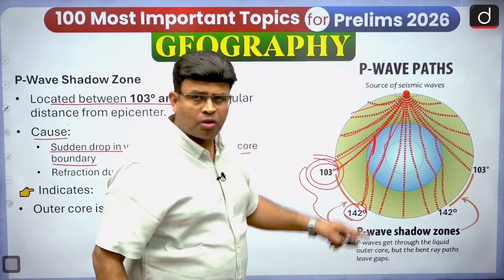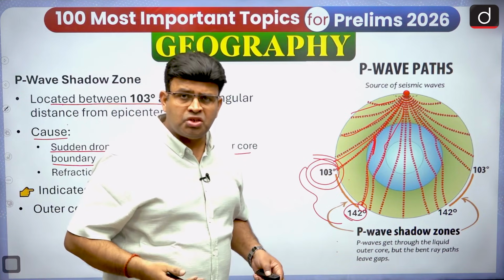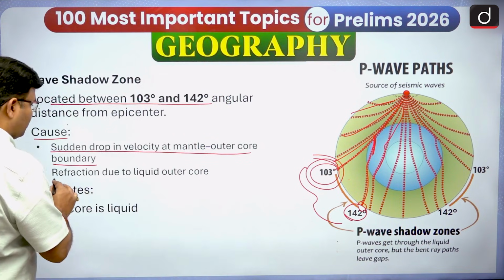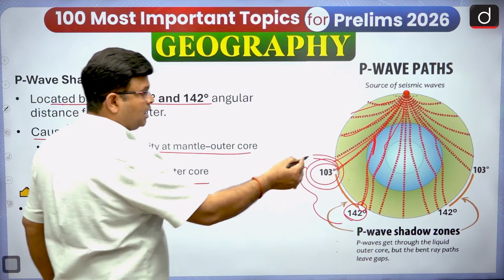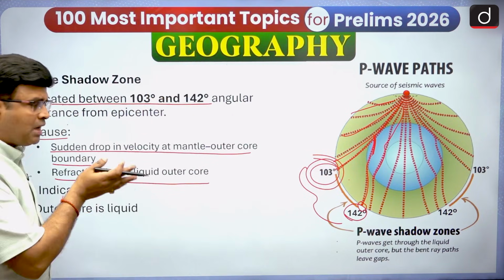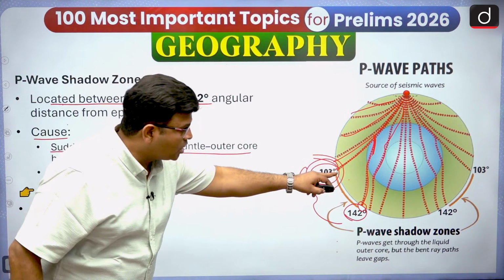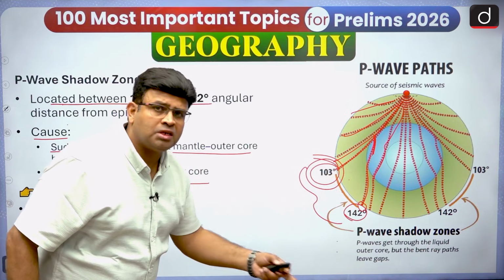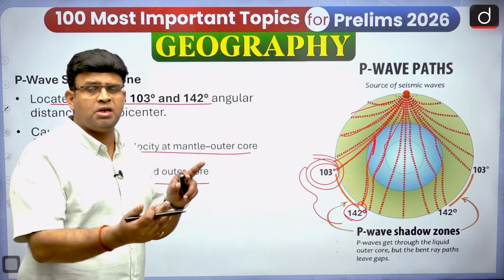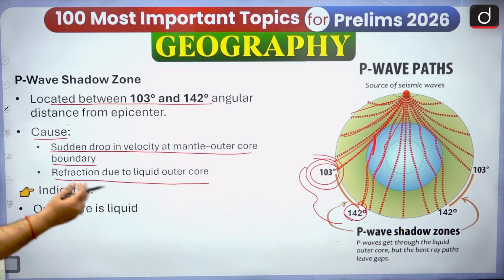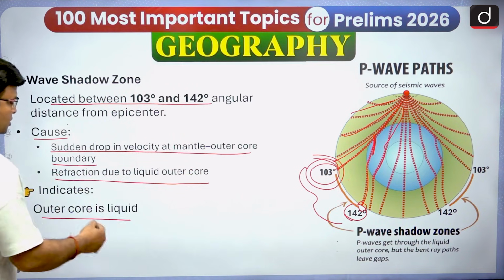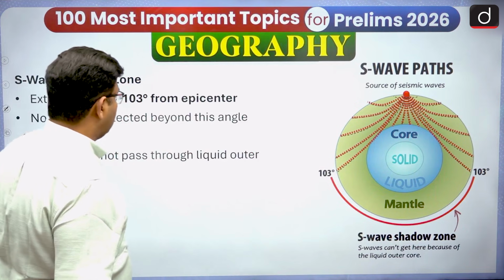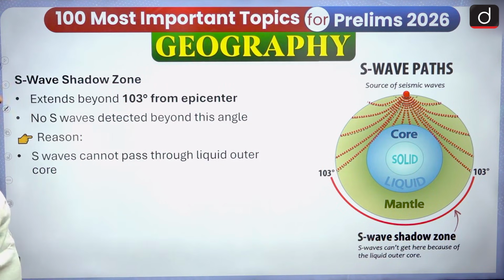At the mantle and outer core boundary, speed changes, energy changes, therefore refraction takes place. Refraction is due to the liquid outer core and the change in density. Because of that, from 103 degree it is not able to come at 104, 105, 106; until 141 it is not able to reach, till 142. So between 103 to 142 it cannot be there, because the outer core is liquid and refraction is taking place at the mantle and core boundary. And thereafter we have to see the S wave shadow zone.